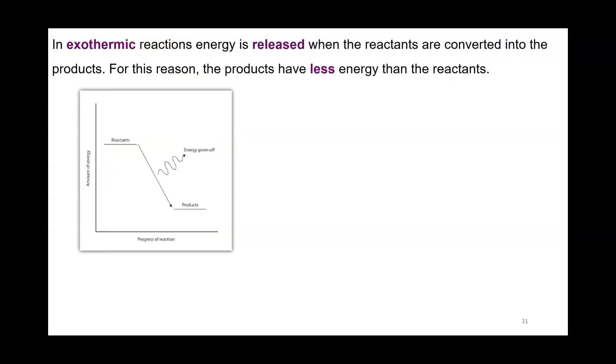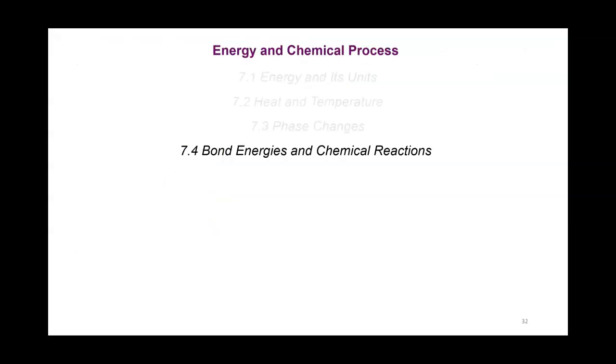If we have an exothermic reaction, energy is being lost by our reactants or released by our reactants, and so for that reason, our products will always have less energy than the reactants. And that concludes the section on bond energies and chemical reactions.